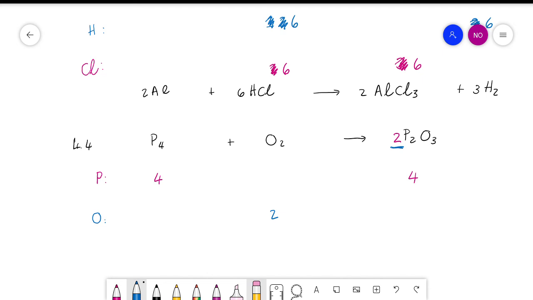6. How can I fix this 2? Good, and where do we put the 3? In front. Okay, and now that one is balanced. That was a lot quicker than the previous one.